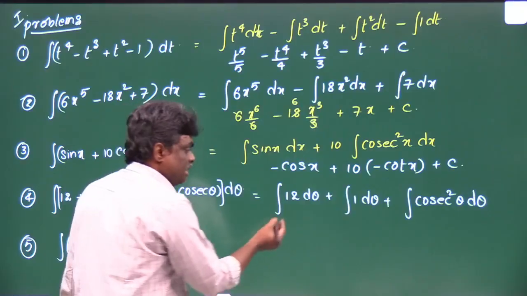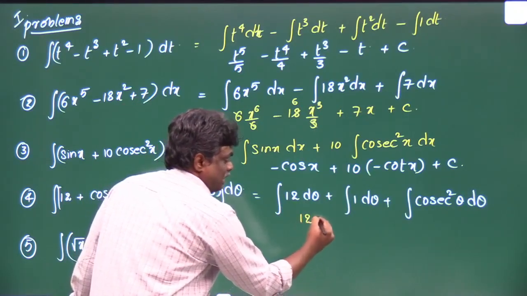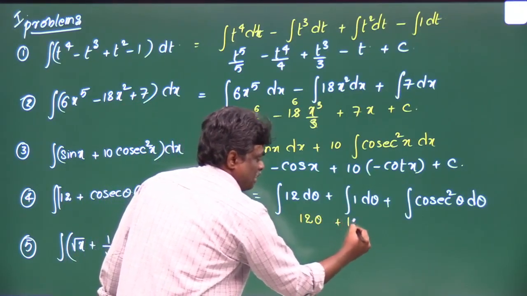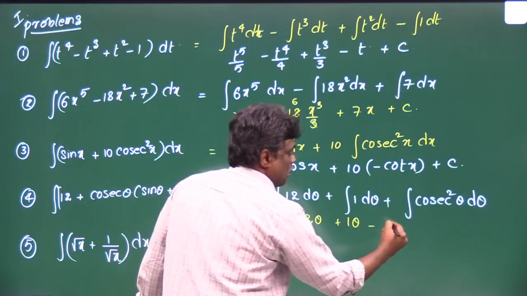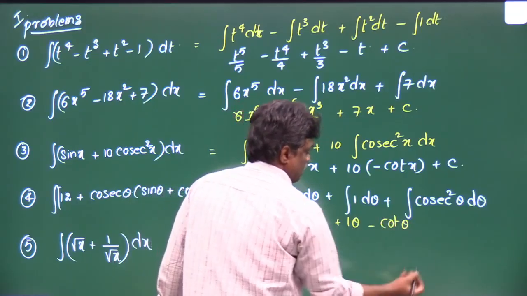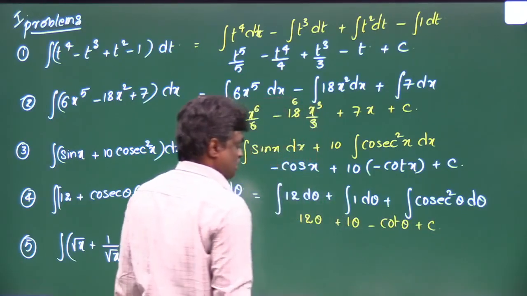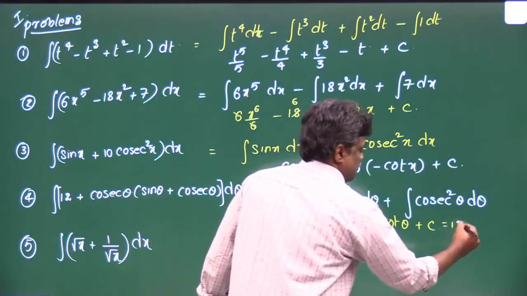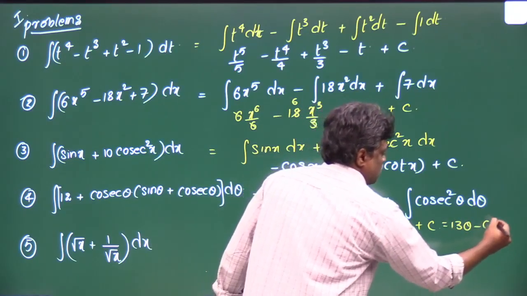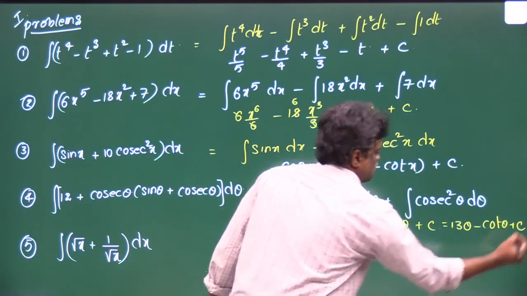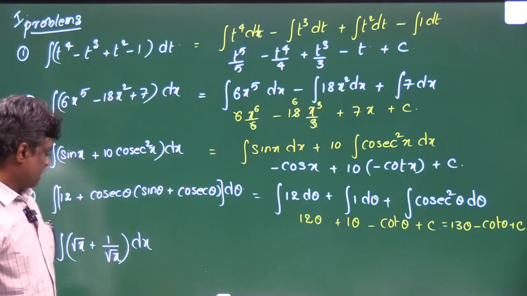So if you integrate this, here 12 theta plus 1 theta, and this is minus cot theta plus c, integration constant. So finally we can say 13 theta minus cot theta plus c, some integration constant.